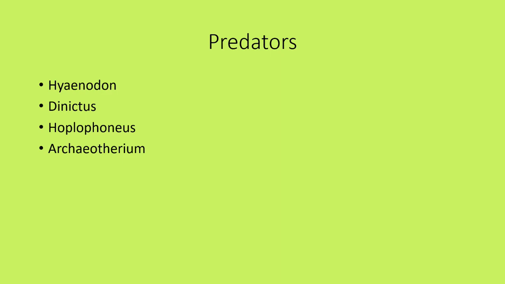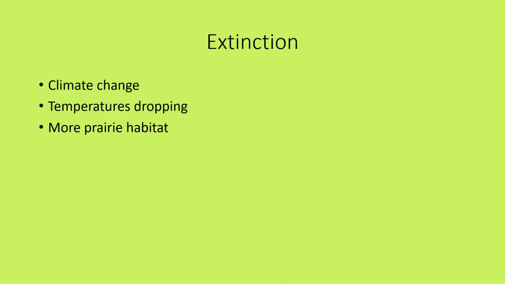And so Marsh made that mistake of not knowing how old the fossils of Miohippus really were. It wasn't until many, many years later that it was realized this animal lived in the Eocene and Oligocene. And there you have the list of predators right here: Hyaenodon, Daphoenus, Hoplophoneus, and Archaeotherium.